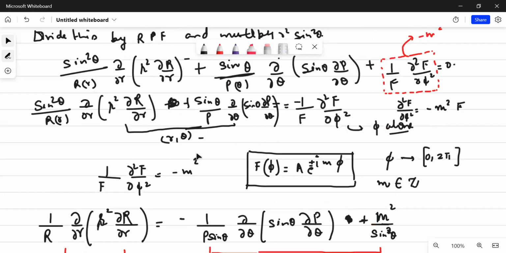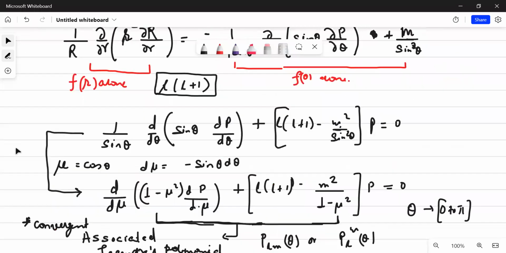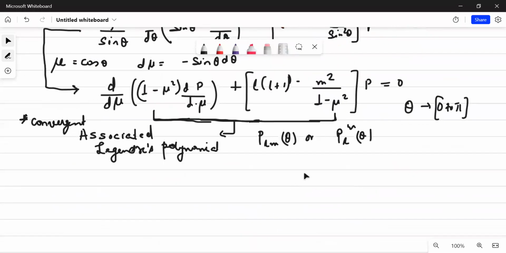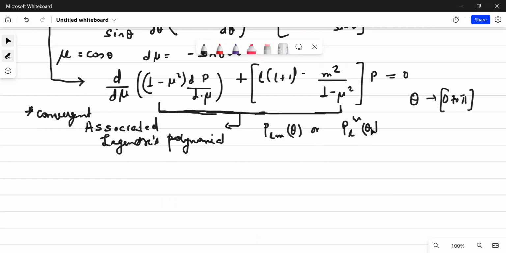But overall, understand there will be some function of phi which is denoted by a e to power iota m phi. There will be some function in theta which are denoted by Legendre's polynomial PLM theta. Is that clear? And if you multiply it with the term phi, that entire term is called as spherical harmonics. I mean, in quantum mechanics, if you remember, if I multiply it with e to power iota m phi, that entire term is called as your spherical harmonics.